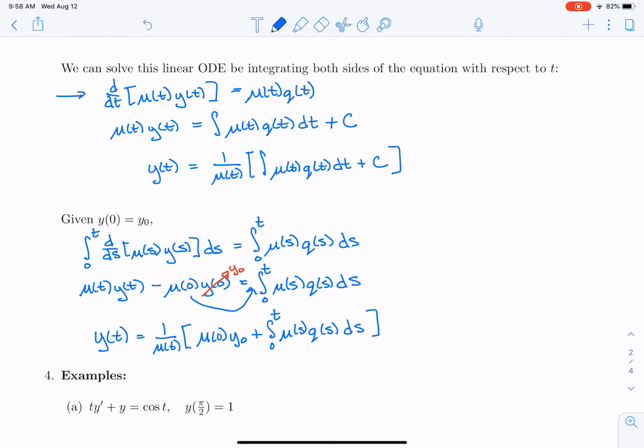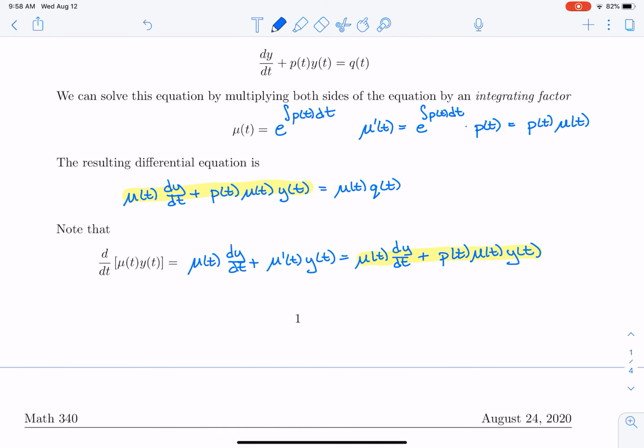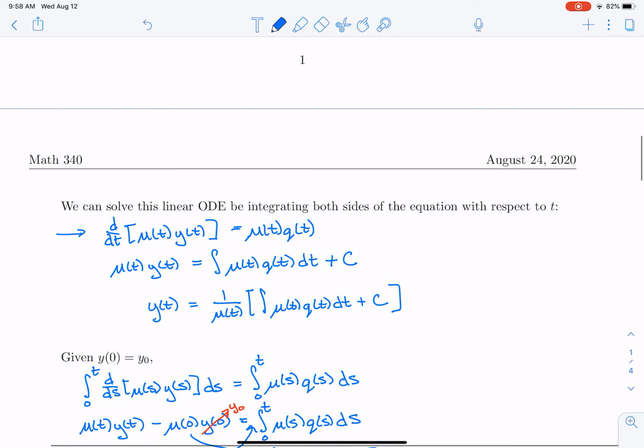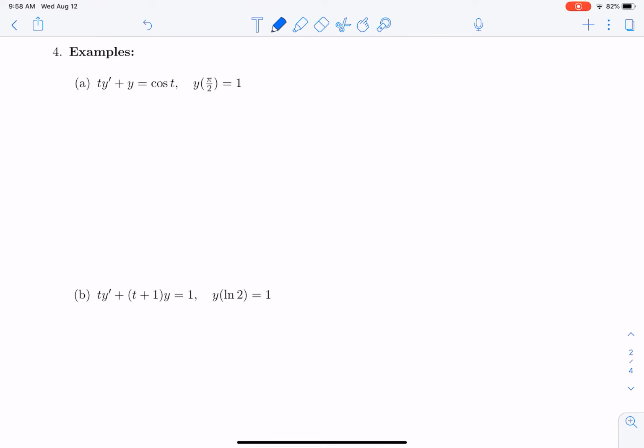Okay, and so that gives us the general technique. We need to multiply both sides of the equation by an integrating factor. That integrating factor, we're going to call it mu, and it's always e to the antiderivative of p(t) dt. So that's the integrating factor that we're always going to multiply by. Okay. So let's start looking at just a couple examples.